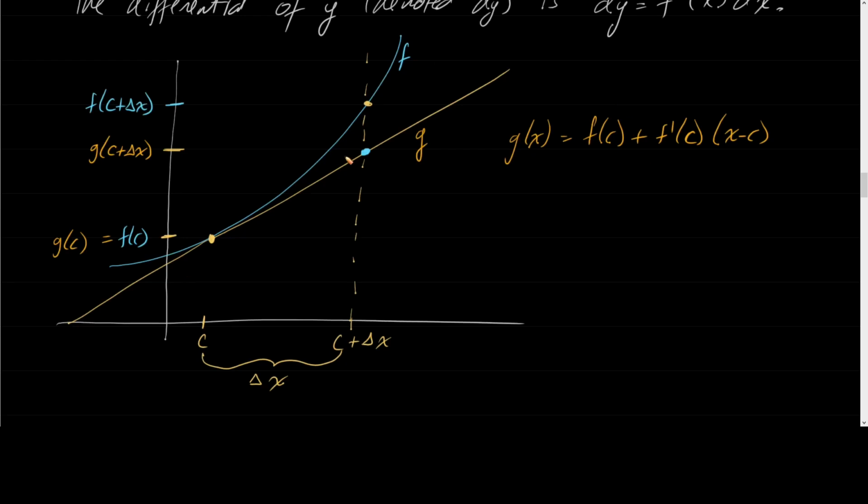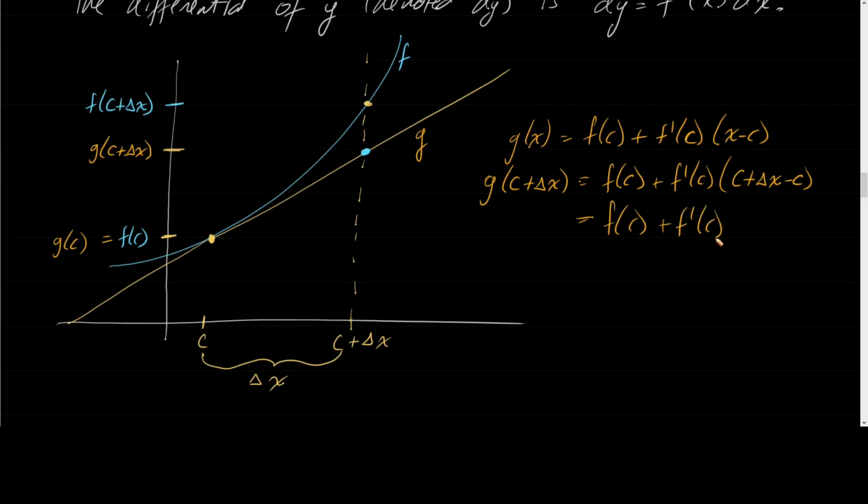Now, if I talk about what this height is here, that's when I plug in c plus delta x. So g of c plus delta x, because I want to figure out what this height is, would be f of c plus f prime of c times c plus delta x minus c. Now this can be f of c plus f prime of c times the c minus c cancels out, so delta x. I'm going to take out those parentheses there. Now, that's this value, right?